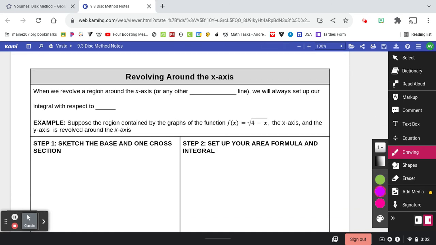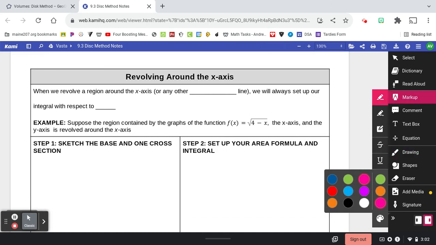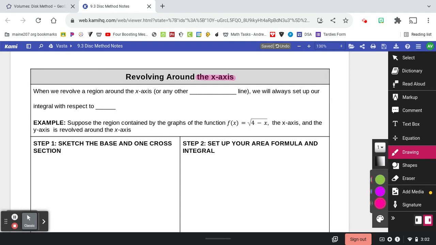The first thing we're going to talk about is when we revolve our shapes around the x-axis. So we're going to do an example where the x-axis is the axis of revolution. When we revolve a region around the x-axis or any other horizontal line on the graph, we always set up our integral with respect to x. So if we are going around the x-axis, or any other horizontal line, we do everything in terms of x.